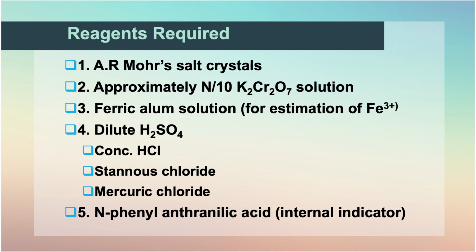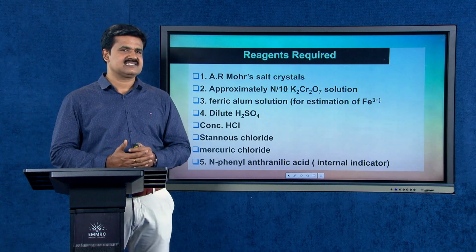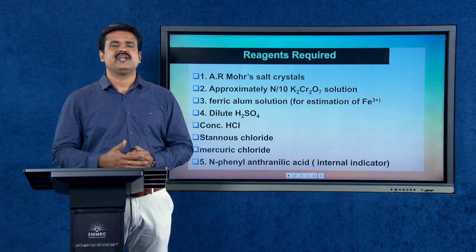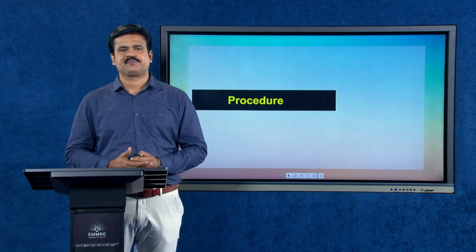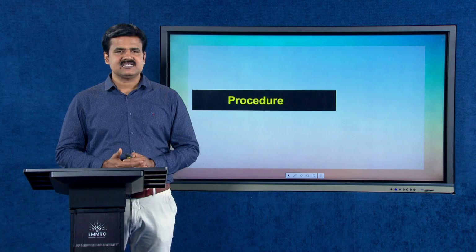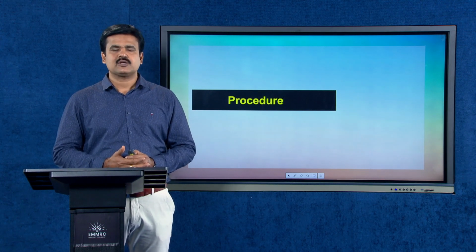And dilute sulfuric acid, concentrated hydrochloric acid, stannous chloride, mercuric chloride, and N-phenyl anthranilic acid, which is used as internal indicator. So, these are the list of reagents which is required for the estimation of ferric ion through dichrometric titrations. We are now entering into the experimental procedure behind the estimation of ferric ion through dichrometry method.